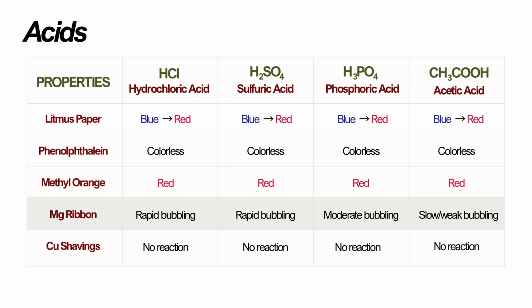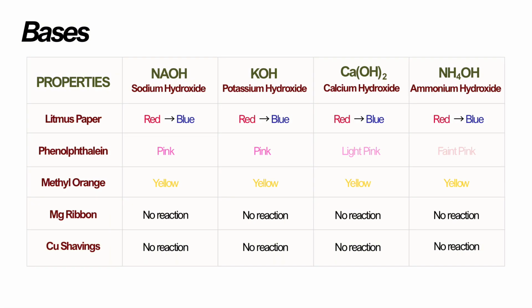For the reaction with magnesium ribbon, in hydrochloric acid and sulfuric acid there is a rapid bubbling. For phosphoric acid, there's moderate bubbling, and for acetic acid, there's slow or weak bubbling. Lastly, for the reaction with copper shavings, for all acids, there is no reaction. So that's it for acids. Let's now move on to bases.